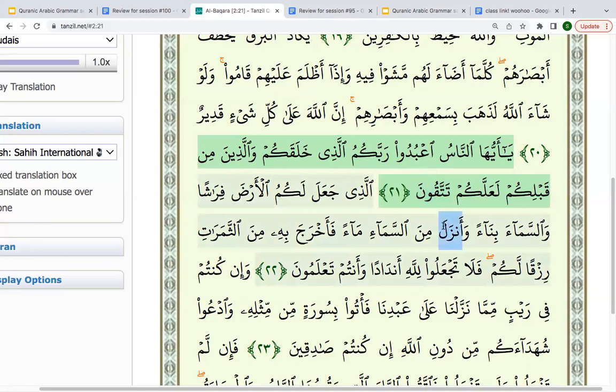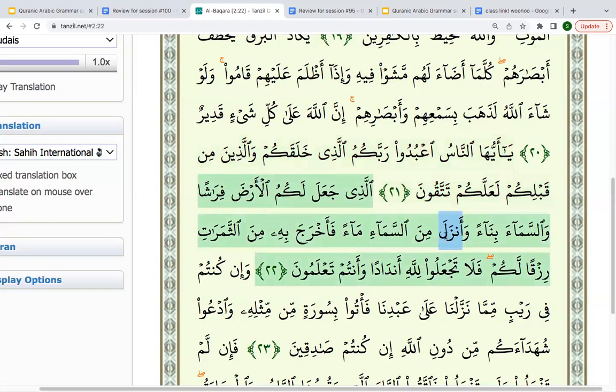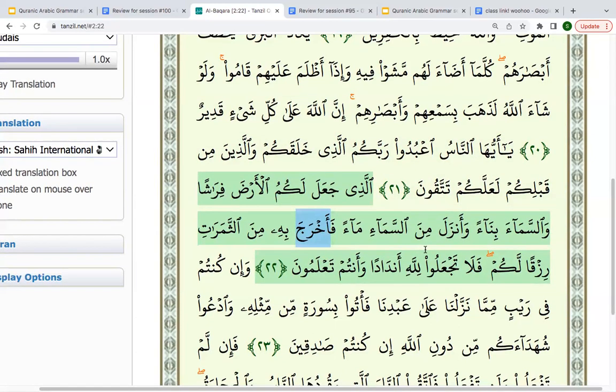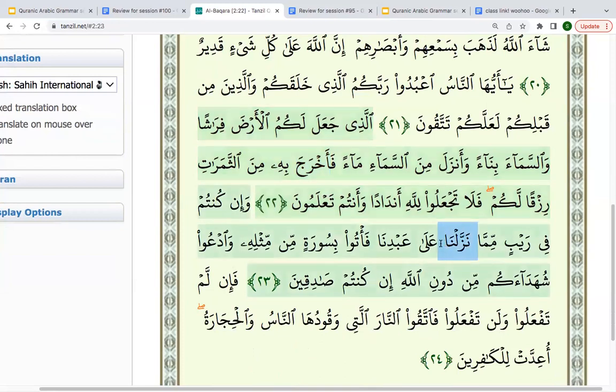Now, let me ask you about this one. Anzala. Family 4. Akhraja. Family 4. Madin. Right? Everyone got it? Nazzalna. Mujarrad or mazid fihi?